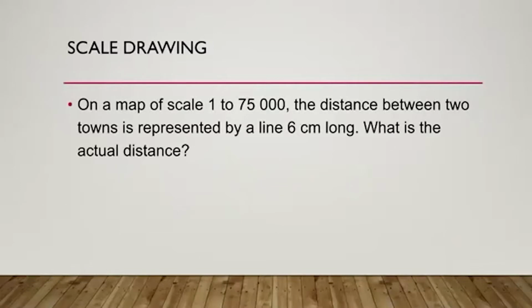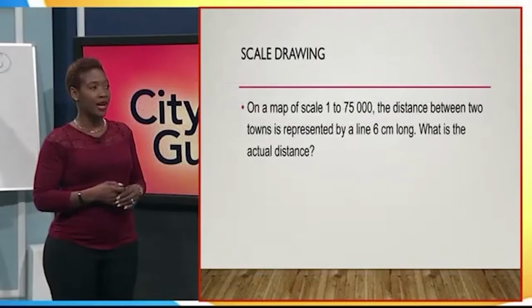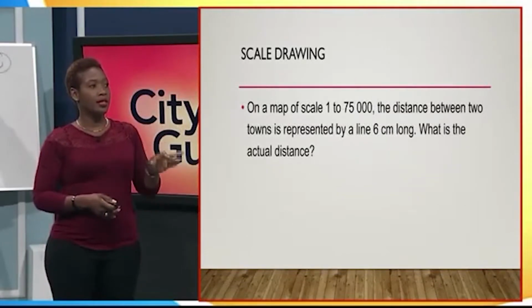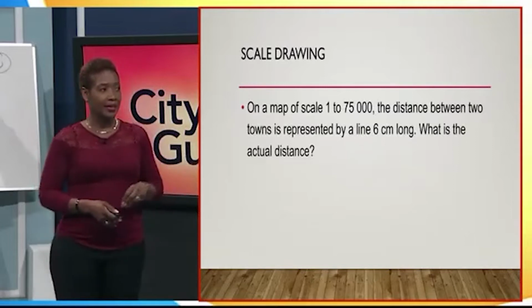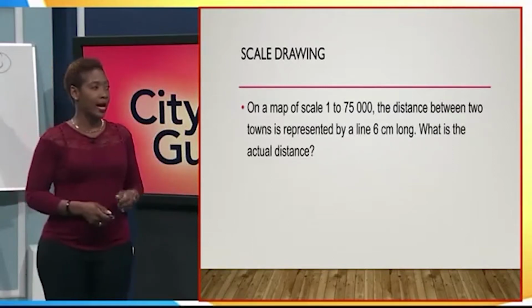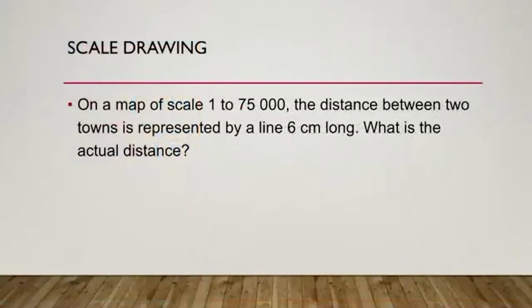So we're going to do the first scenario. On a map, the scale 1 to 75,000, the distance between two towns is represented by a line 6 centimeters long. What is the actual distance? So let us just look on the board for a short while.